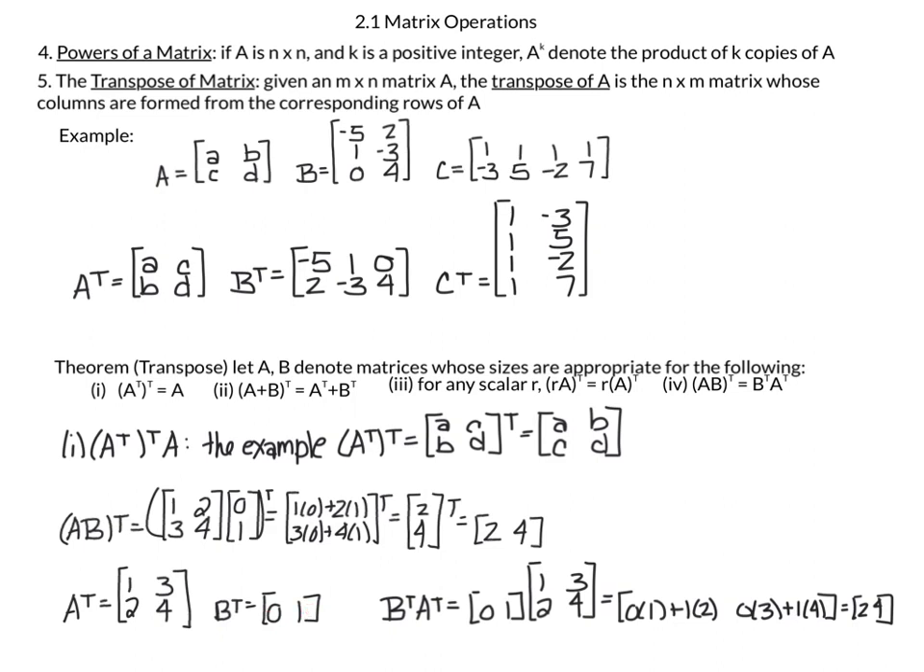And now we're going to take B transpose times A transpose. And remember, it's not equal to A transpose B transpose. You have to switch the order. So B transpose A transpose, that's 0, 1 times [1, 3; 2, 4]. And what we get is 2, 4. So we've shown this is true for this example.